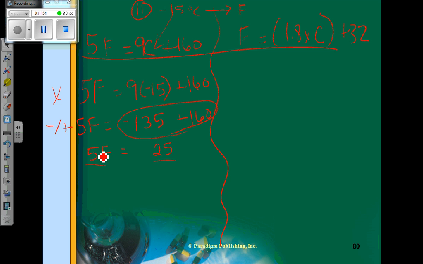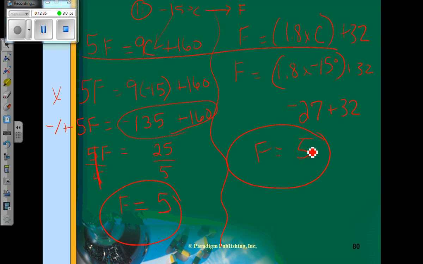And anytime you have a number with a letter, you're going to divide by the whole number. These cancel each other out. 25 divided by 5 would be 5. So the Fahrenheit temperature would be 5 degrees. Over here, all you have to do is take 1.8 times C, which is negative 15 degrees, plus your 32. So 1.8 times negative 15 is going to be negative 27, plus 32, and that turns out to be 5.